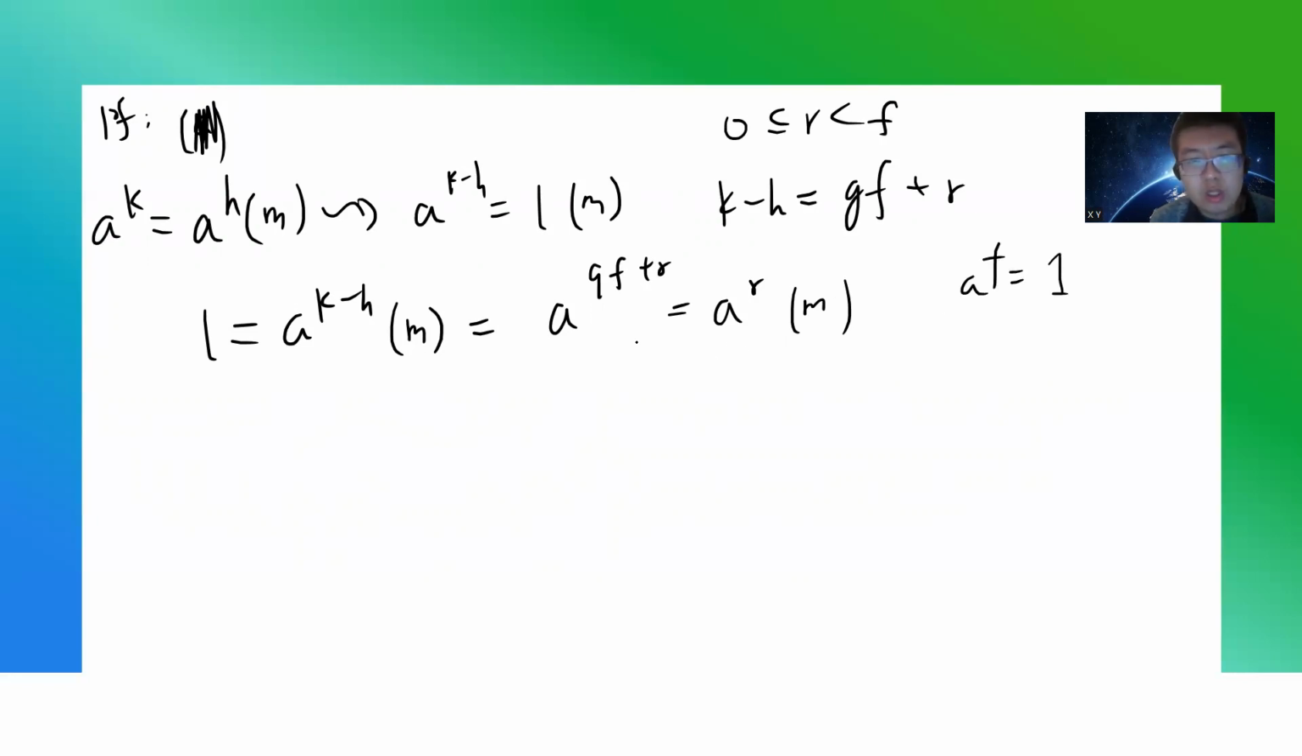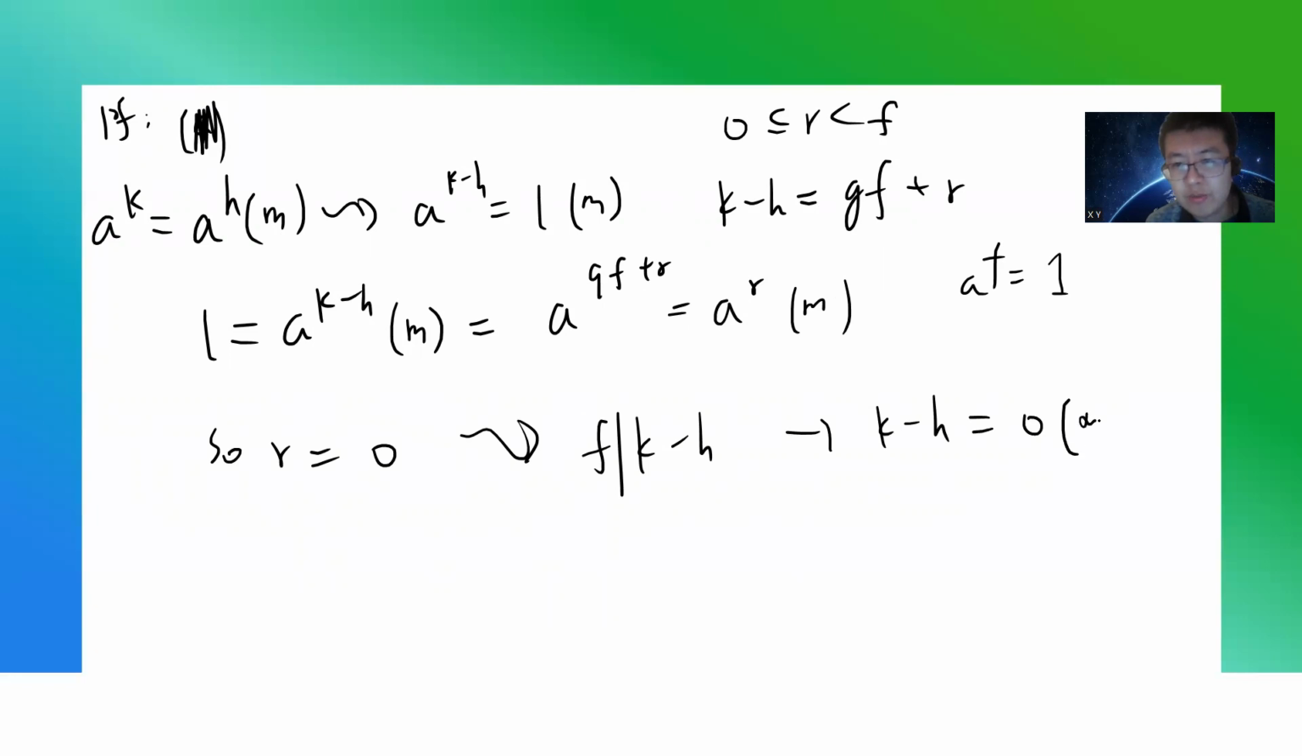Okay, so this means that if r is non-zero, then this violates the minimality of f, so r must be 0. Okay, so that proves the result. Since r must be 0, f must divide k minus h, or k minus h must be 0 mod f.